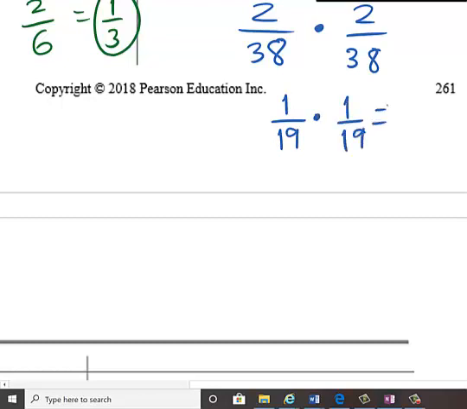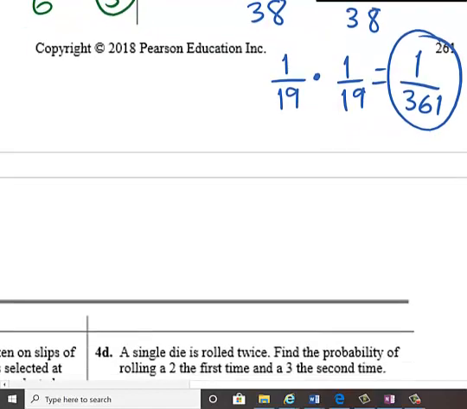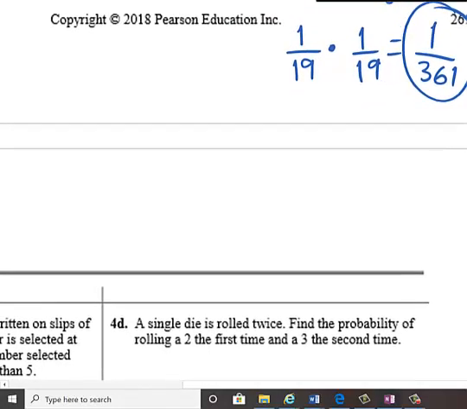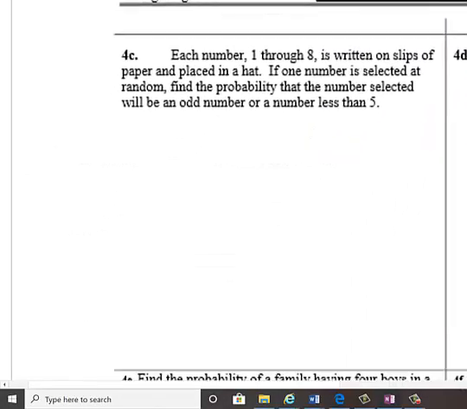And then I'll multiply those together. Of course, the numerator's 1 times 1, so it's 1. But the denominator, 19 times 19, is 361. So it looks like you don't have a very good shot of getting green on both. It's only 1 out of 361 shot.